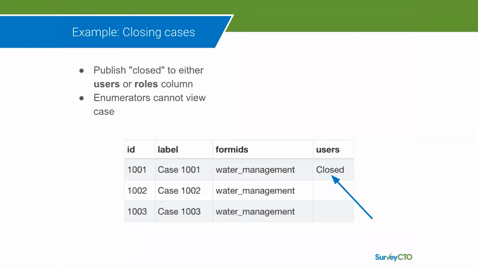A cool trick you can do with cases is hide them from enumerators when they are done. That way, you can still see information about each case in the case management server dataset, but enumerators cannot fill out forms for that case. We do this by publishing closed or something along those lines to the users or roles column of the case we want to close. Because there is no user or user role called closed, no user will be able to view that case from the case management menu.